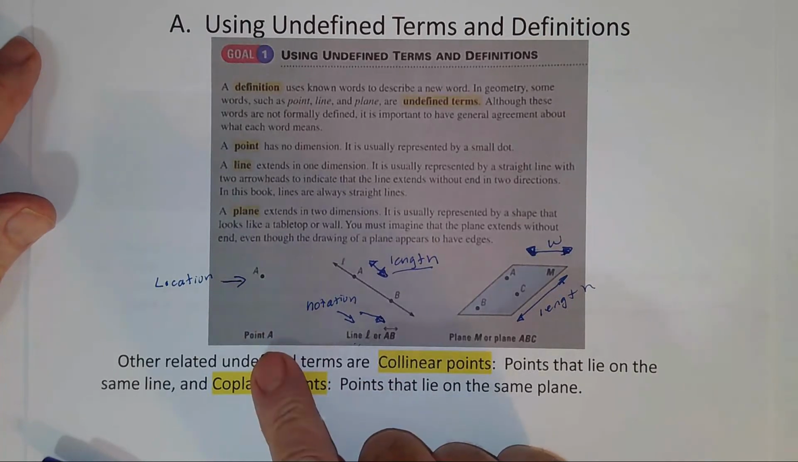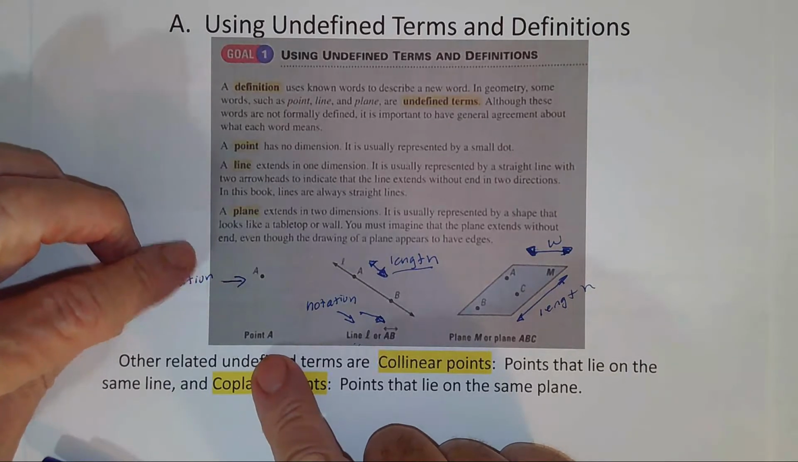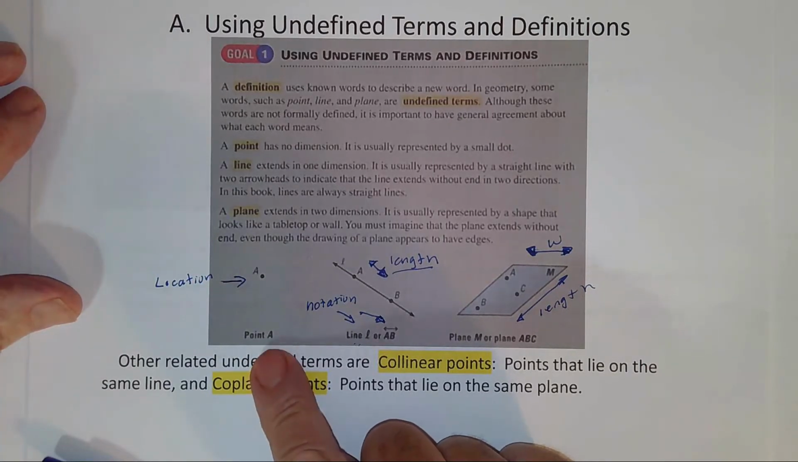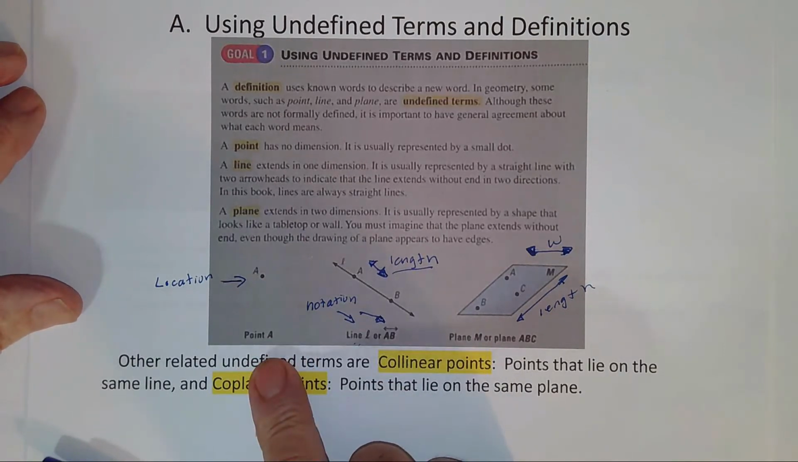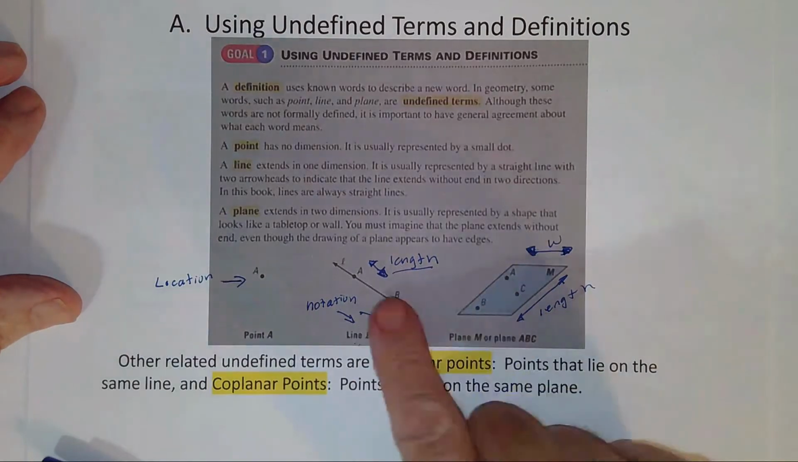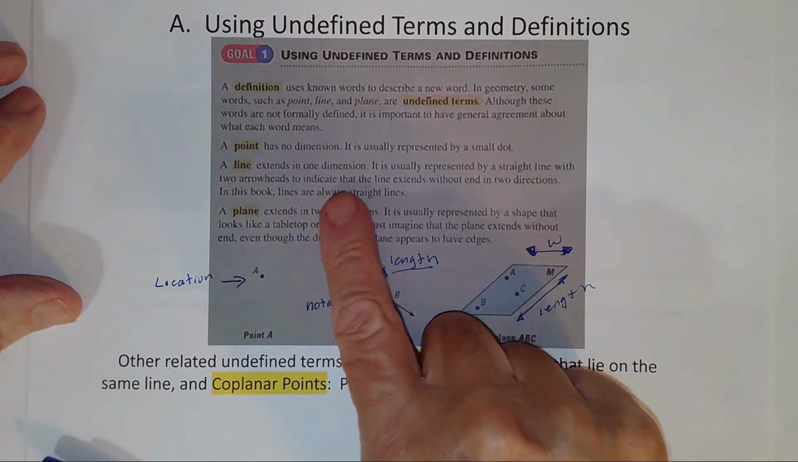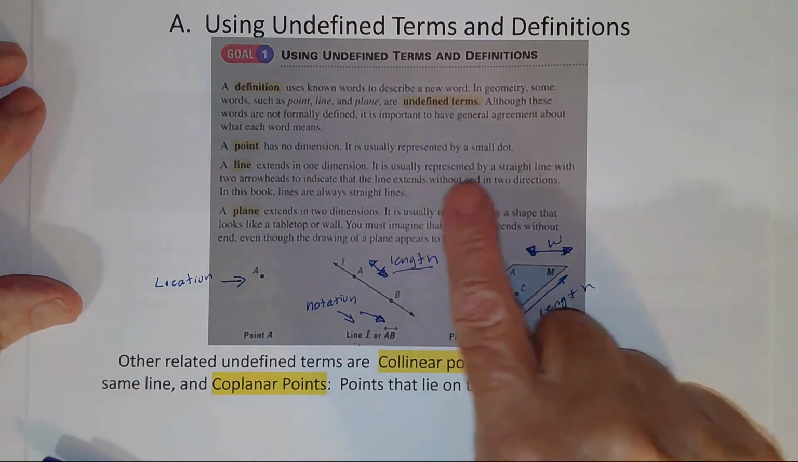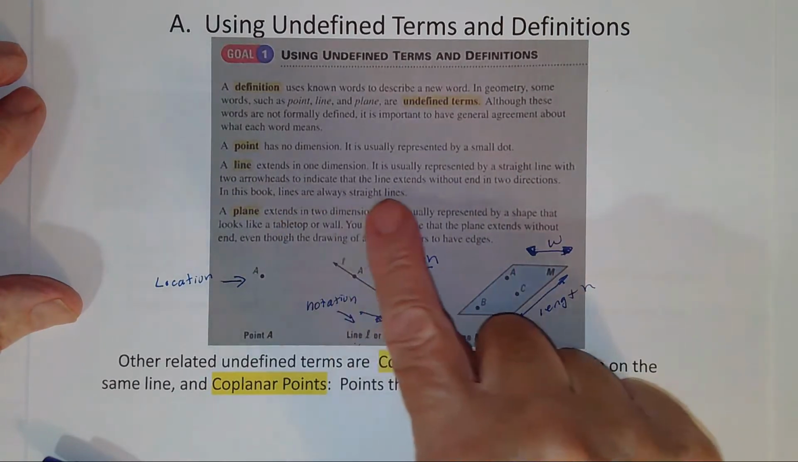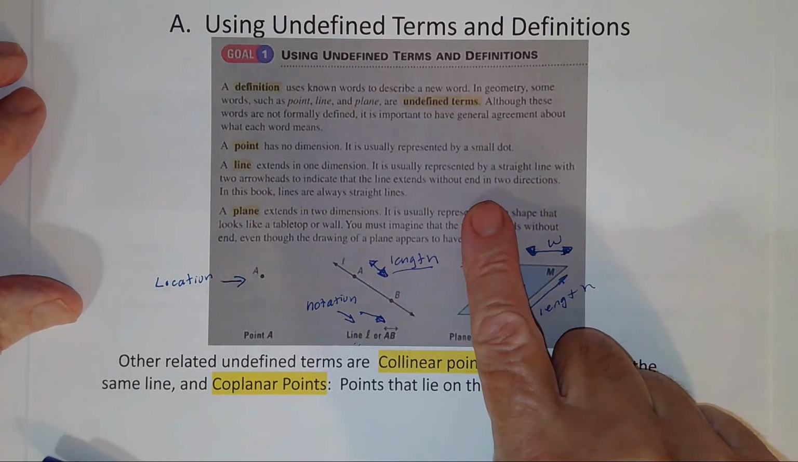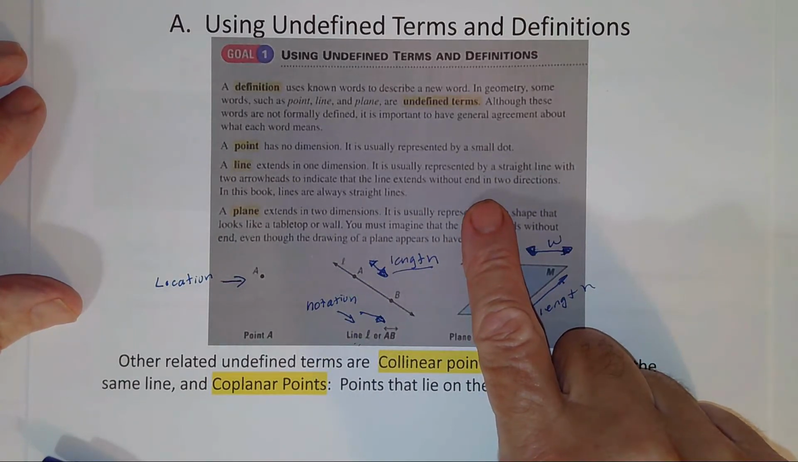Down here, if we want to talk about the name of it, which point is it? It's point A. How do we know? Because there's an A next to it, but down here we write it out as point A. All right, now you've got a line. A line extends in one dimension. It is usually represented by a straight line with two arrowheads to indicate that the line extends without end in two directions.